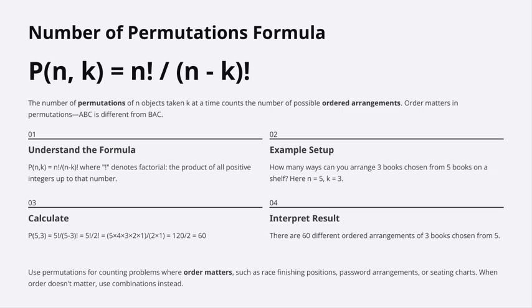Calculating further, 5 factorial is 120, and 2 factorial is 2. Dividing 120 by 2 gives us 60. This means there are 60 different ways to arrange 3 books out of 5 on a shelf, considering that the order matters. Permutations are useful in many real-world scenarios, like figuring out race finishing orders, password arrangements, or seating charts. Just keep in mind, when order doesn't matter, we switch to using combinations instead.